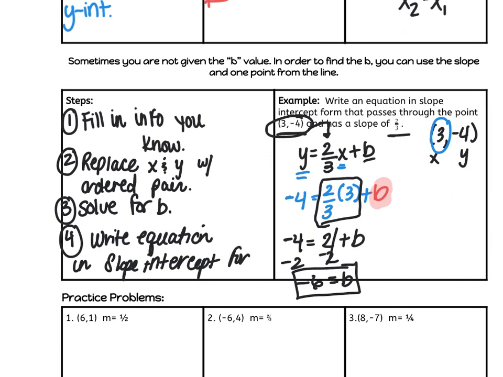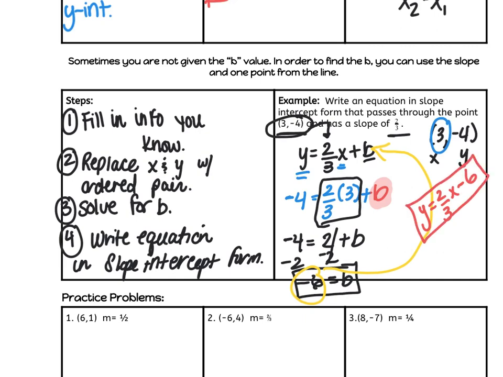So all I have to do is take that number that I just figured out, which was -6, and I'm going to go back to the original equation I started writing. All I'm doing is filling in b with -6. So when I rewrite my equation, I'm going to have y equals 2/3 x, and then instead of b, I'm putting -6.